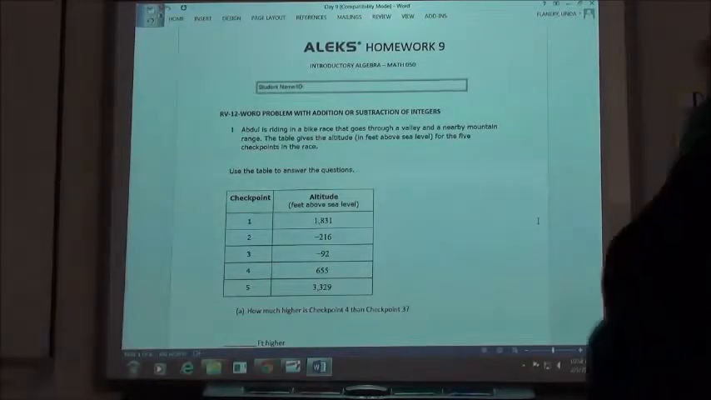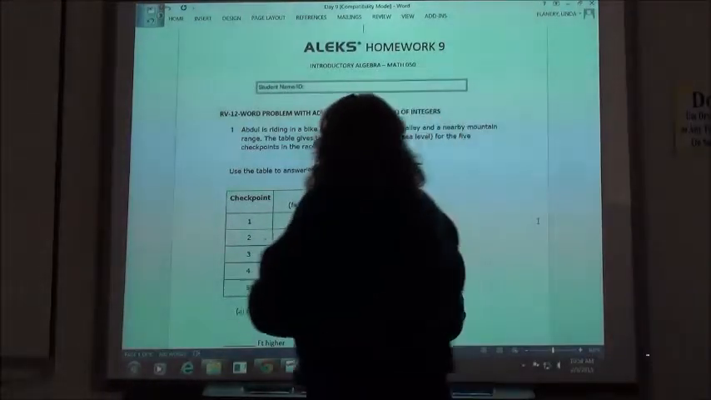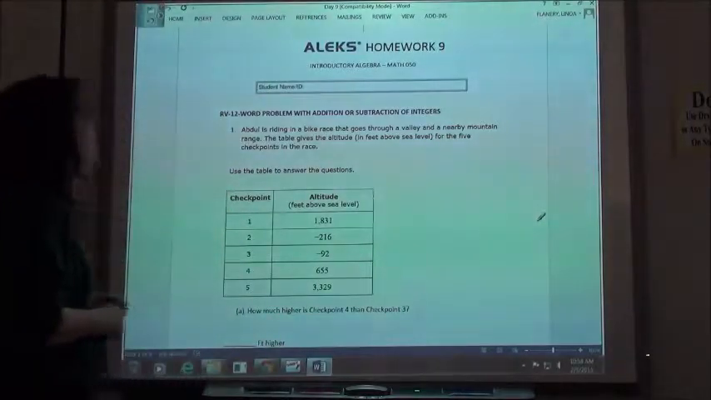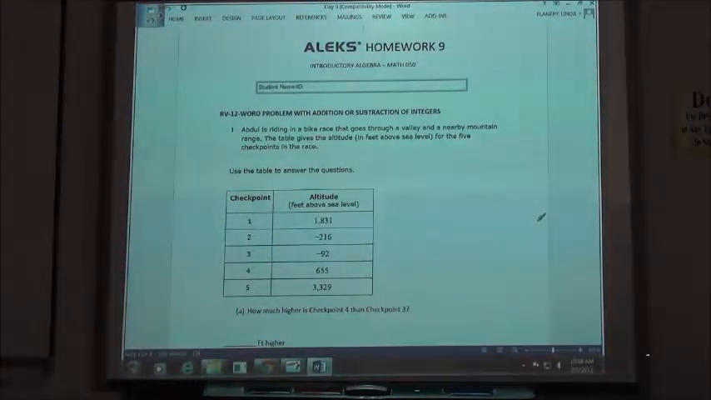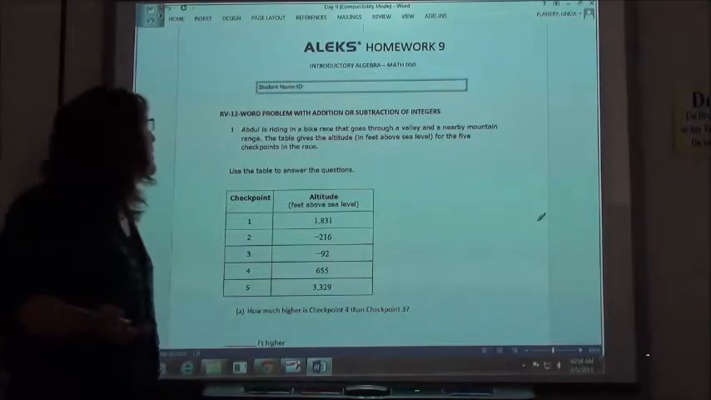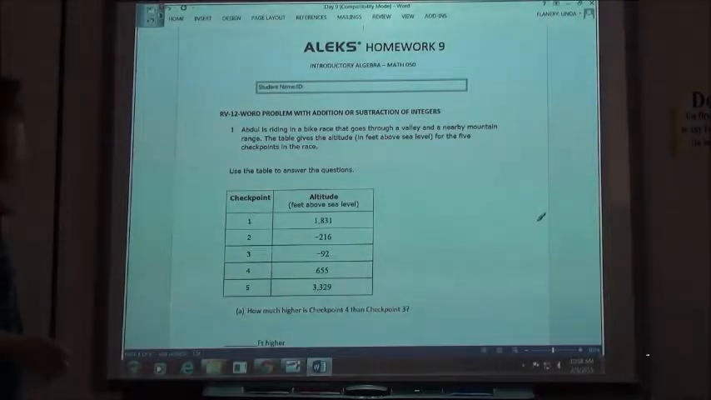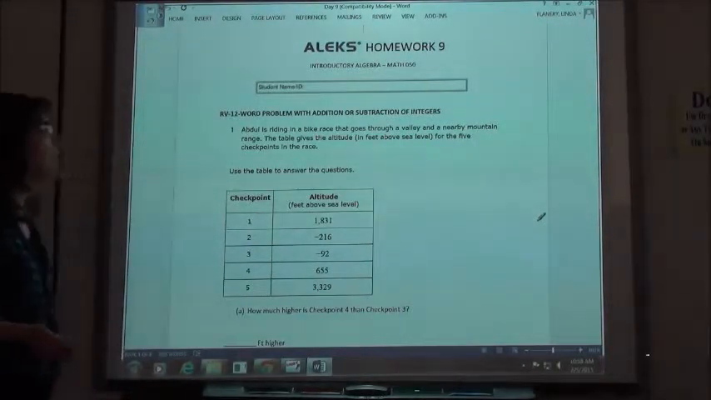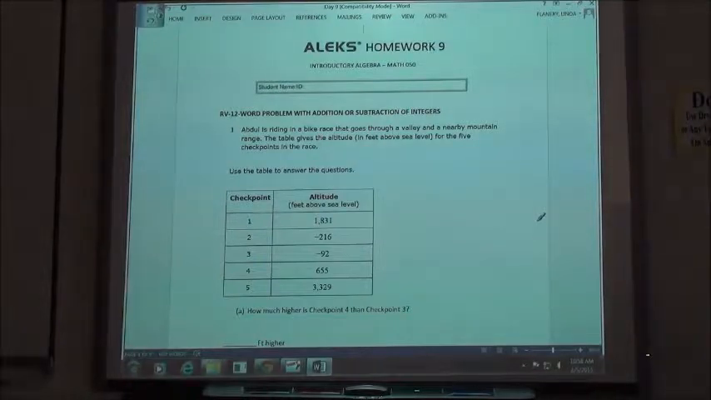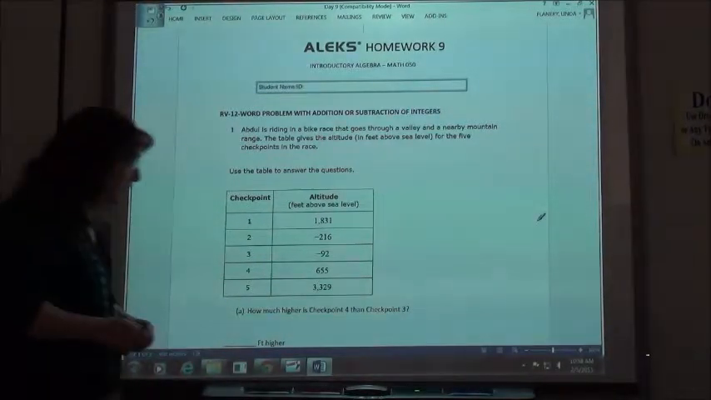All right, introductory algebra homework day 9 starts out with some word problems that have to do with addition or subtraction of integers. Again, integers are positive and negative whole numbers. Abdul is riding in a bike race that goes through a valley and a nearby mountain range. The table gives the altitudes in feet above sea level for the 5 checkpoints in the race. Use the table to answer the questions.